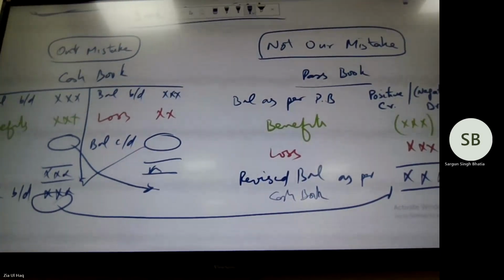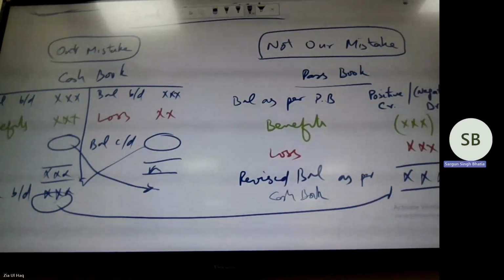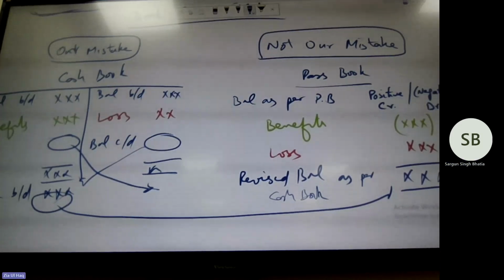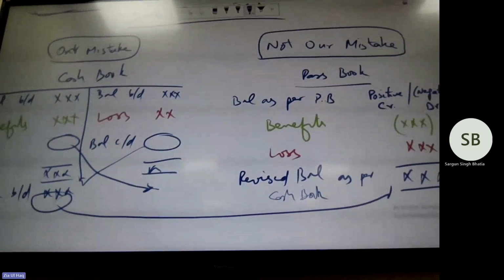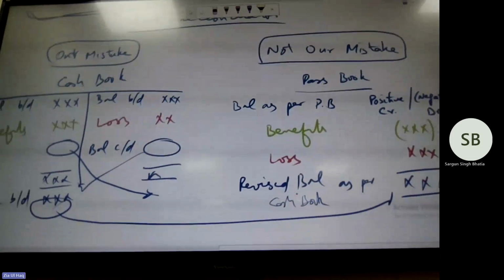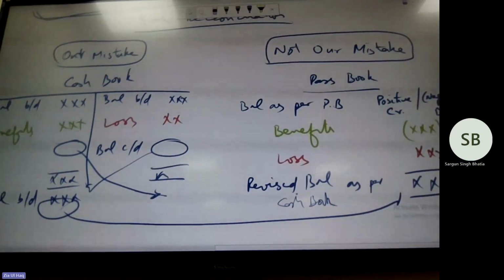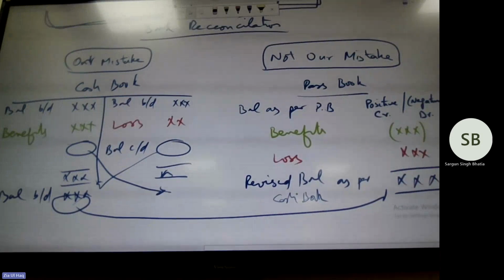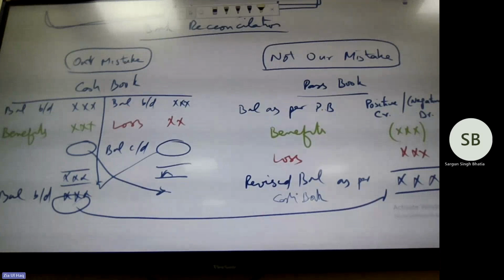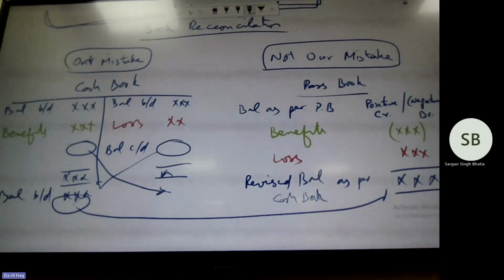Can you understand this? So in the end, the balance has to be same in both. In both, the cash book balance should be the same with the passbook. Why should it be same? Because we are performing bank reconciliation. When we are performing bank reconciliation, the cash book and passbook balance is not same. So it could be due to reasons. Reason could be our mistake or not our mistake.